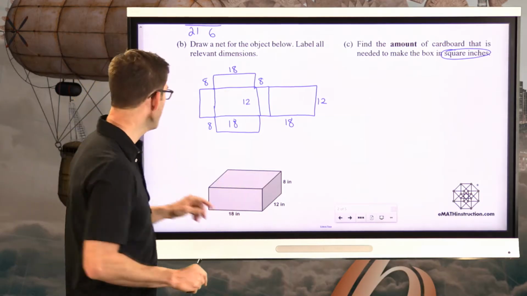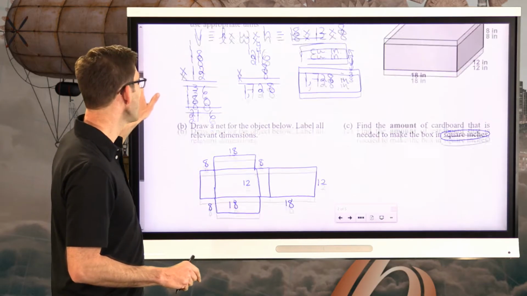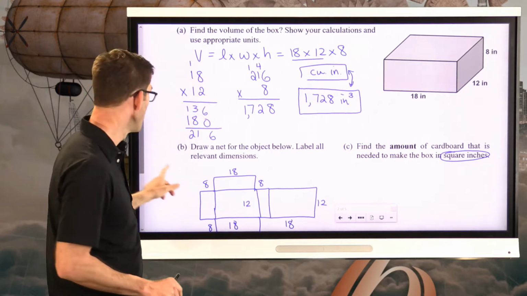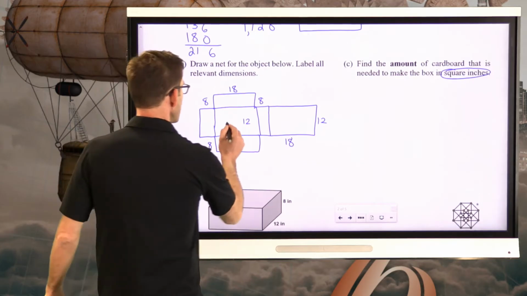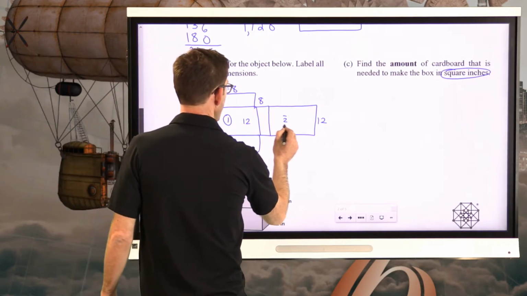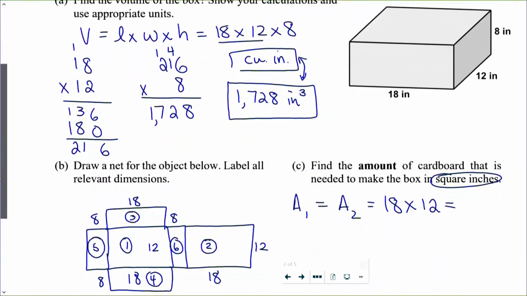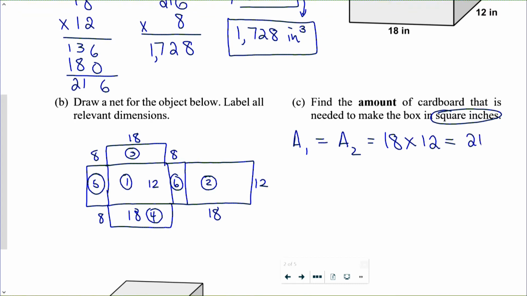Now, we kind of already did that one. We did the 18 by 12 right up here when we found the area of the base up here. But let me kind of number these. Let me call this 1 and 2. Let me call this 3 and 4. Let me call this 5 and 6. So, the area of 1 and the area of 2 is going to be that 18 times 12. And we did already do that up above, so I'm going to save a little bit of time here. That's going to be 216.